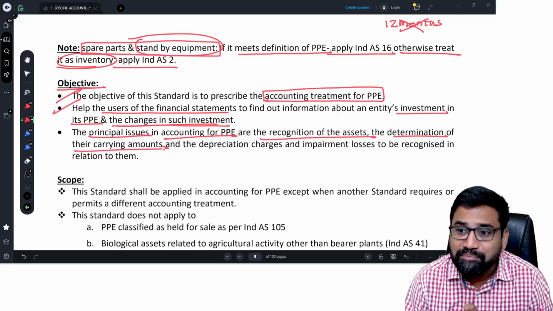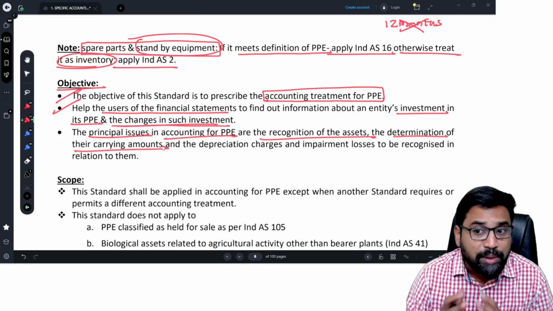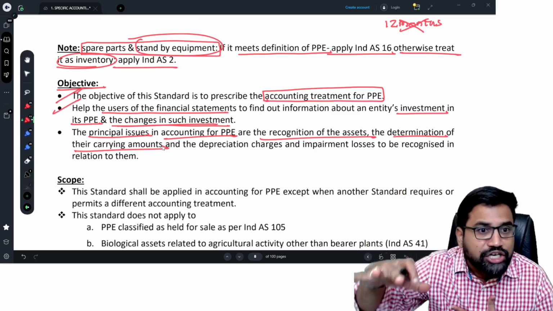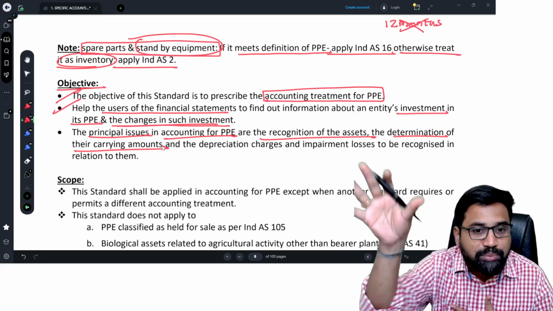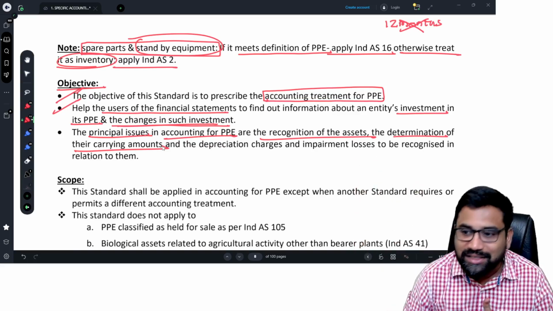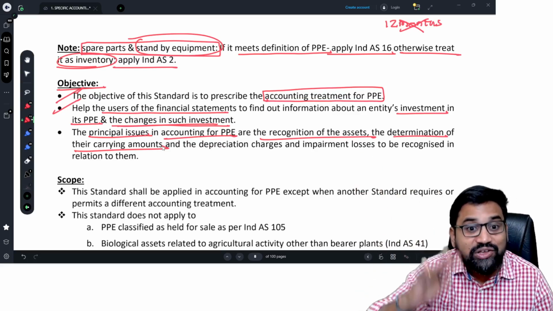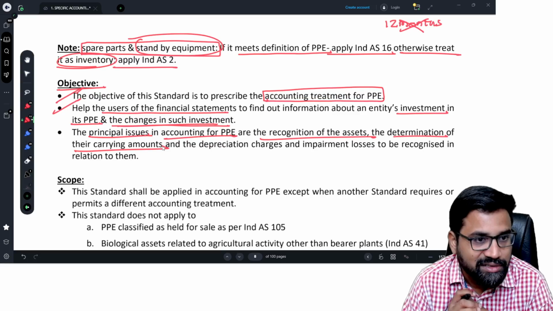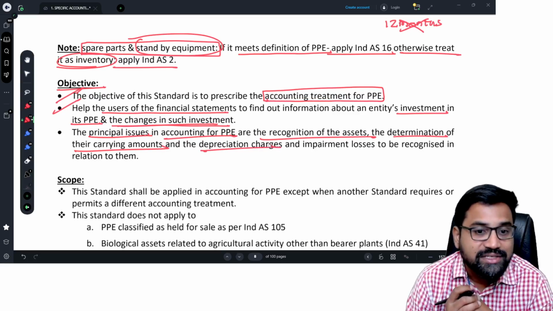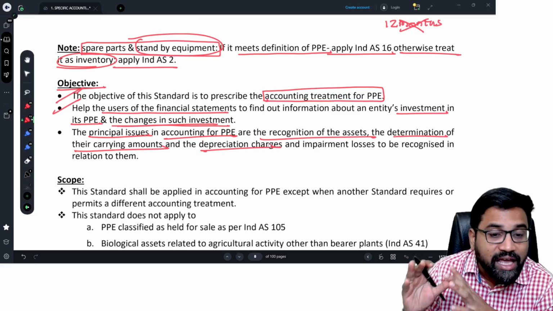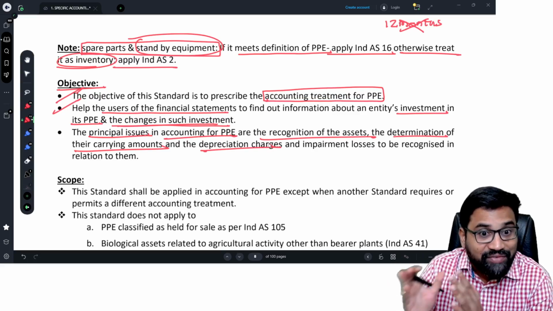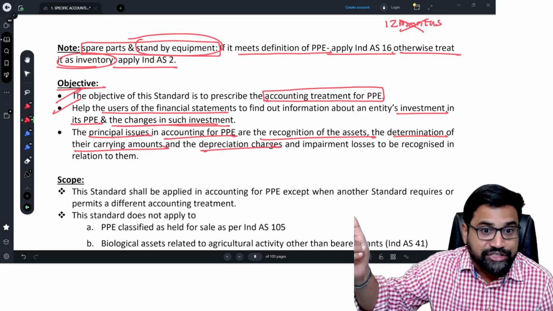So this is also very important, because at the end of the year we will prepare the balance sheet. In the balance sheet we need to show all assets and all liabilities. Suppose at what value you will show the asset, what is the carrying amount of the asset. That is also addressed by IND AS 16. And also, I told you, depreciation charges. Depreciation is one of the key elements. It will affect both the P&L account as well as the balance sheet.